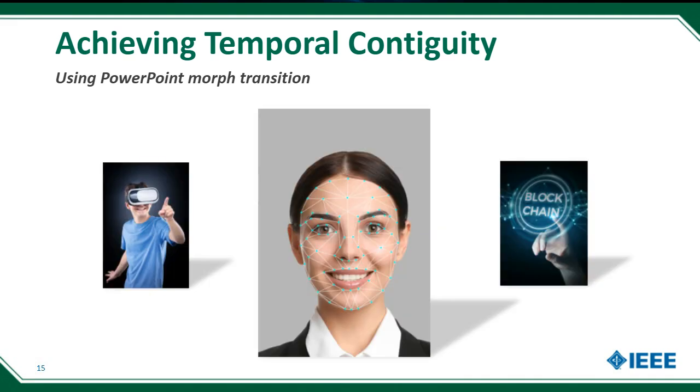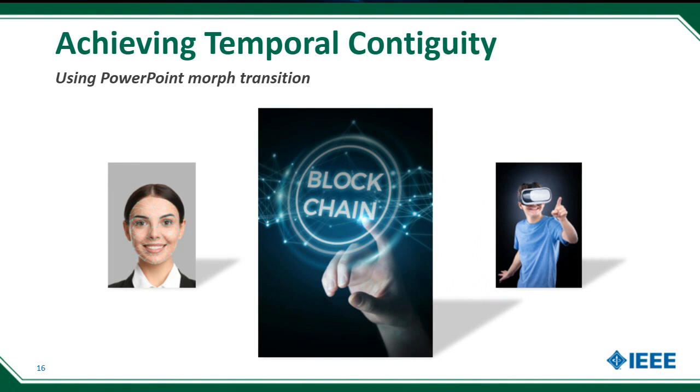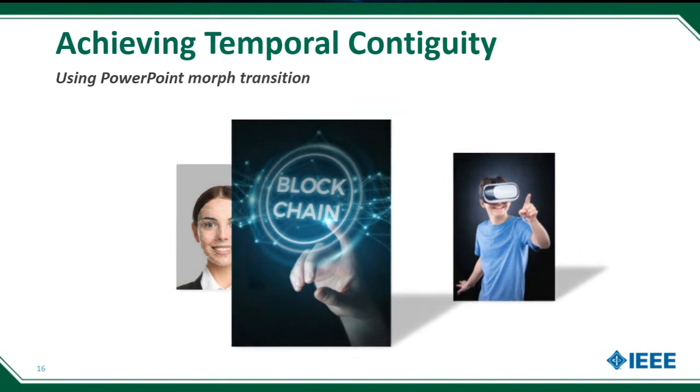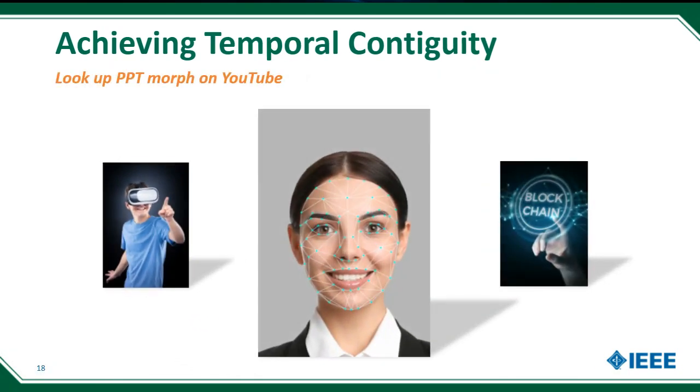Here is another example of using move transition. You often have 3 photos or diagrams you want to highlight. So you can just put one in the center first. And then bring the next one in, talk about it. And then again, bring another one into the center. This arrangement can help you achieve temporal contiguity. If you want to learn more, you can look up PowerPoint Move on YouTube.